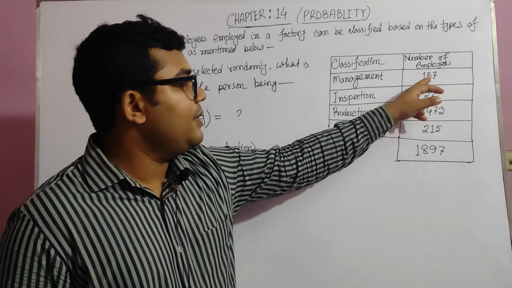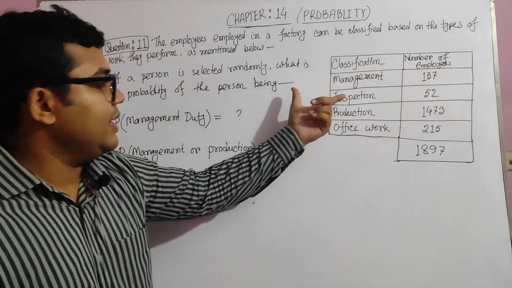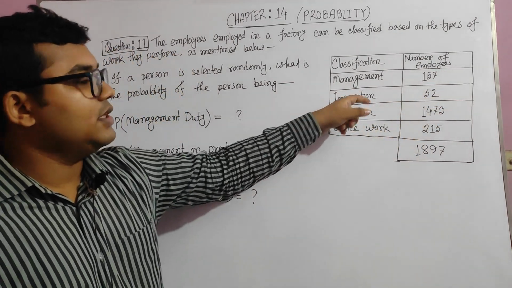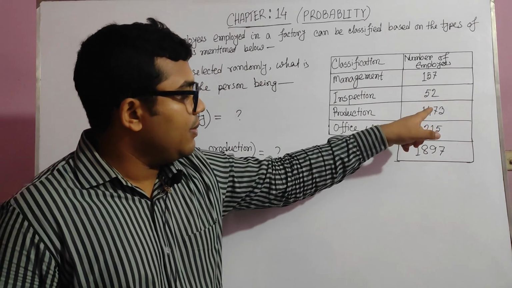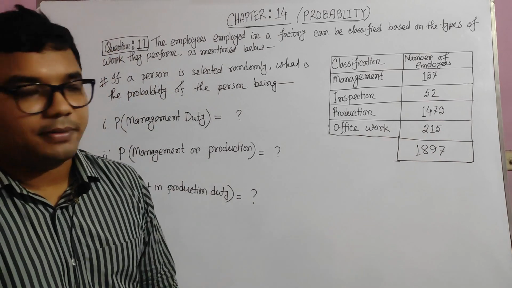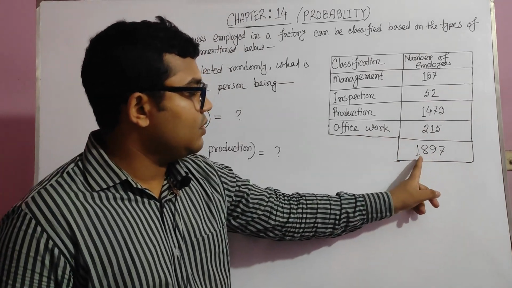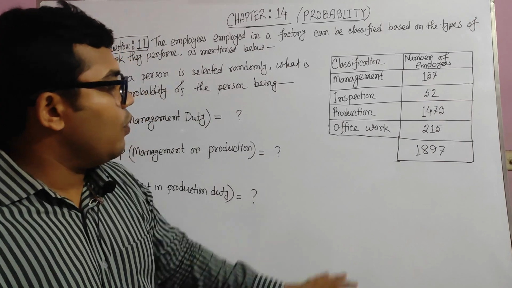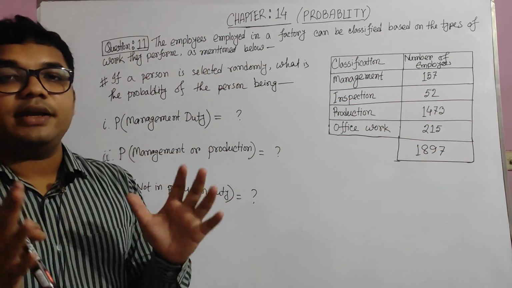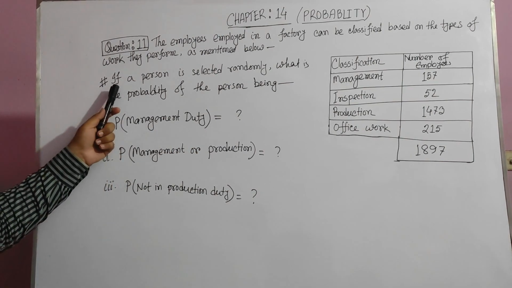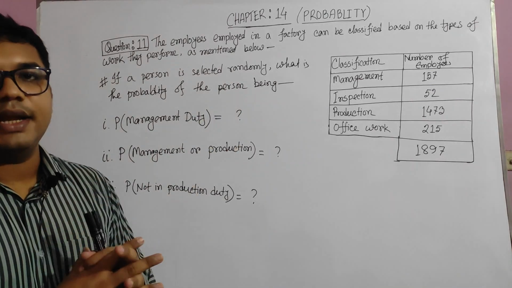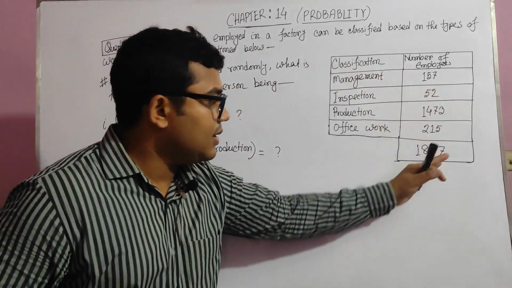There are 157 employees in the management part, 52 persons from inspection, 1473 from production and 215 from office work. The total is 1897 persons, the total employees of this factory. Here we have to find some probability, if a person is selected randomly from these employees.